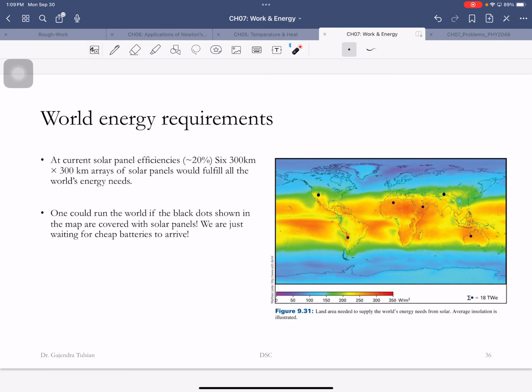Here's a pretty picture. This is 300 kilometers by 300 kilometers, which is roughly from Melbourne to Jacksonville. So imagine a solar panel that big, a square solar panel. All you need is 6 of those to run the world.